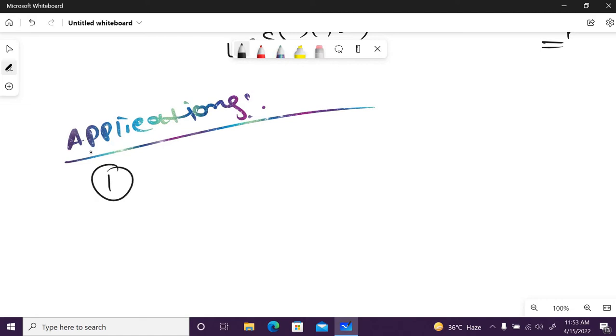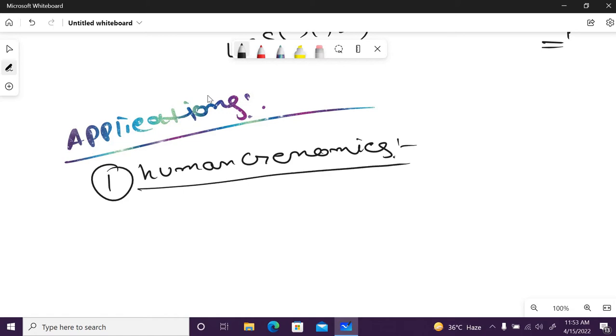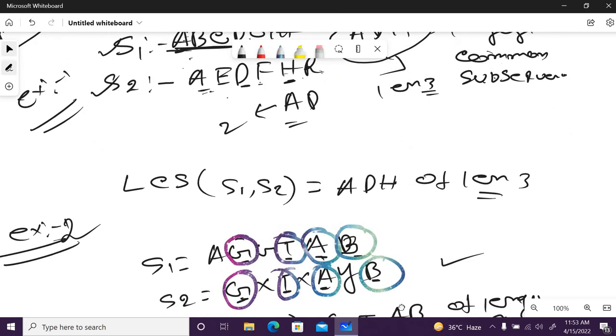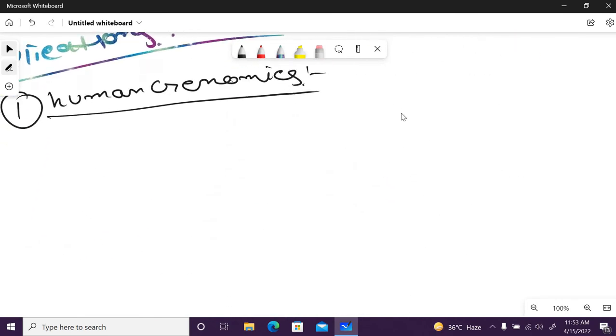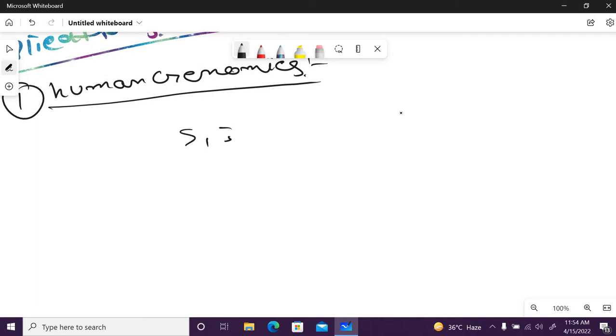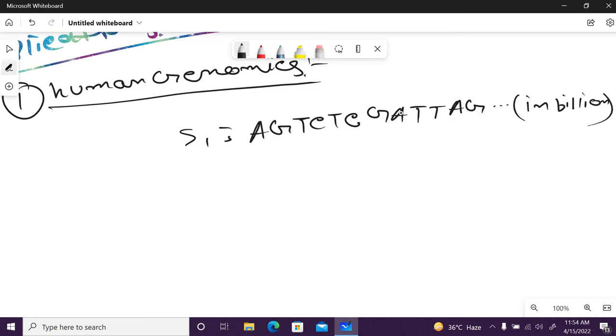So the first application that comes is the human genome. Do you know the human genome? In human genomics, we find this kind of application of dynamic programming. This longest common subsequence problem we can also see in human genomics. How? Suppose we have one genome A, G, T, C, T, C, G, A, T, T, A, G, in billions, and the second string is A, T, C, G, T, C, A.